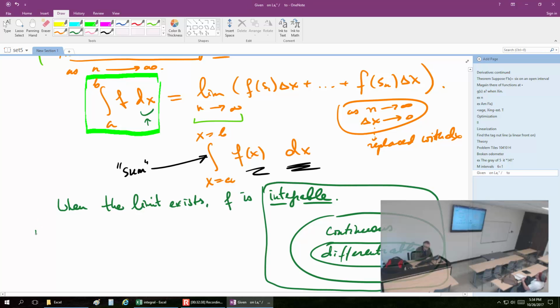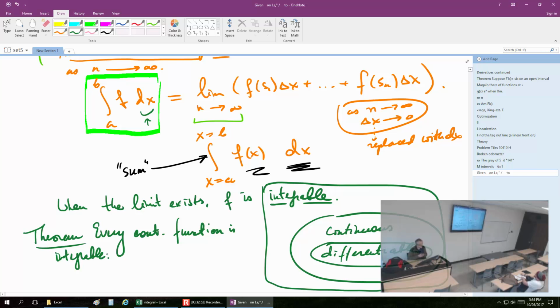So in other words, what I'm referring to is this theorem. Every continuous function is integrable. Informally speaking, it means that if you draw a curve continuously like this, then the area under the graph of this curve makes sense. You can think of things when it does not make sense.